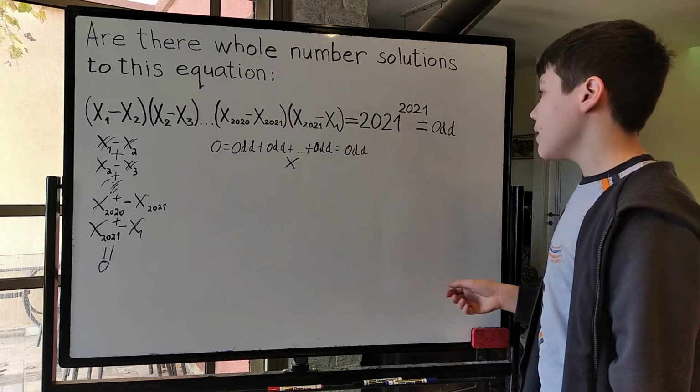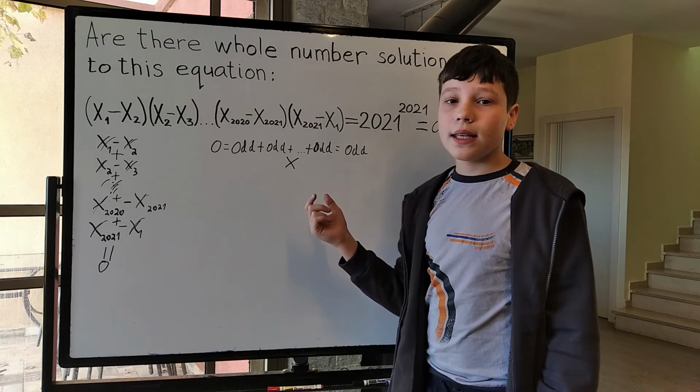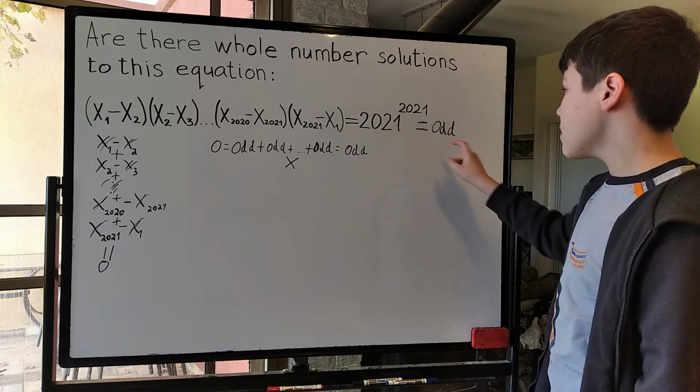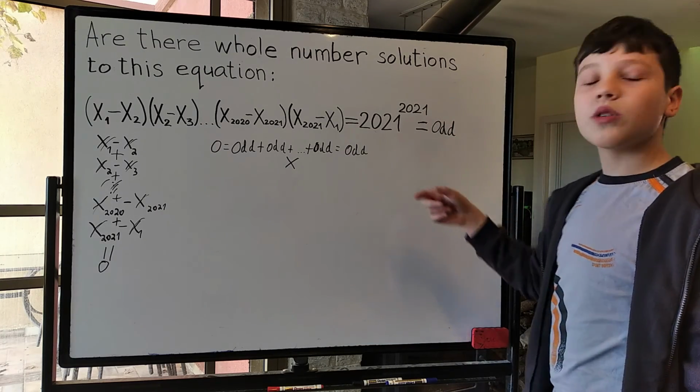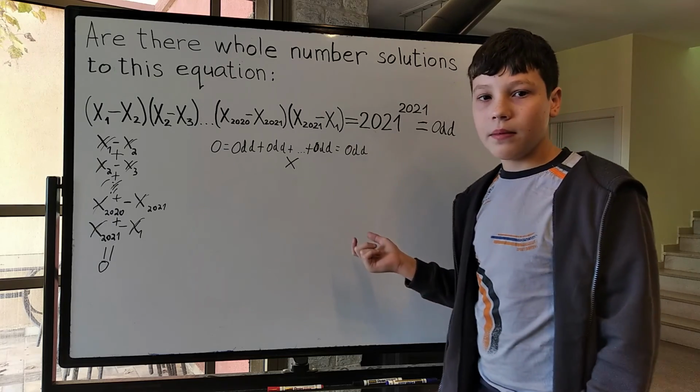meaning that their product is even, meaning that the sum can never be 2021 to the 2021 because it's odd.